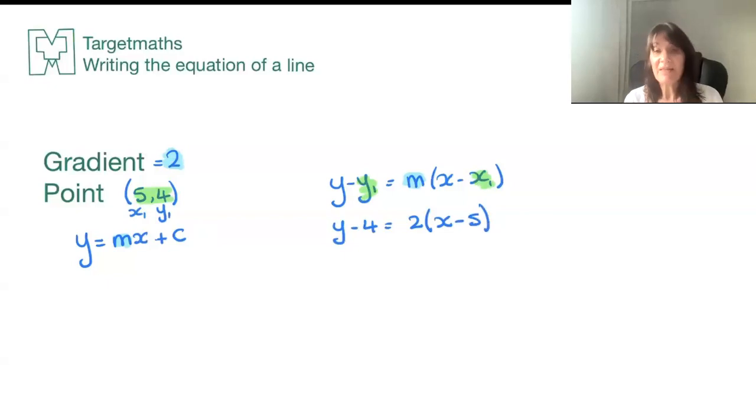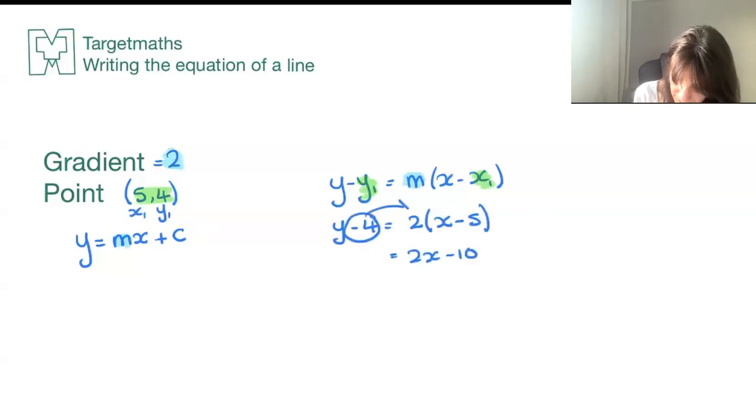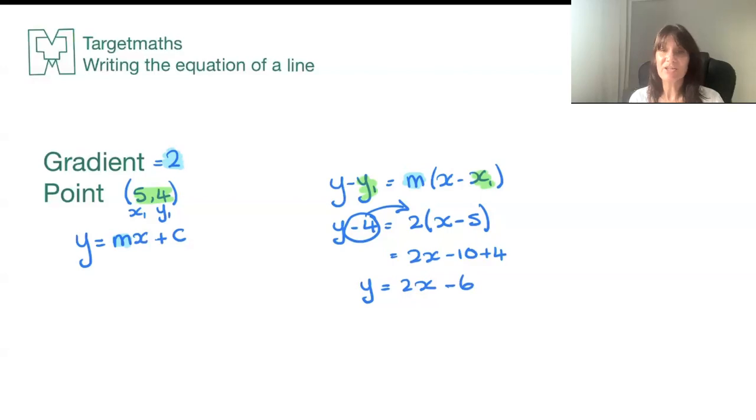And then we just expand the bracket, rearrange to get y on its own, and we will have the equation of the line in the form y equals mx plus c. So let's do that. I am going to expand the bracket. So I've got 2x minus 10. My minus 4 has got to come across. It will land as plus 4. So my final answer is y equals 2x minus 10 plus 4, which is minus 6. And that's the equation of the line. And that's it, really.